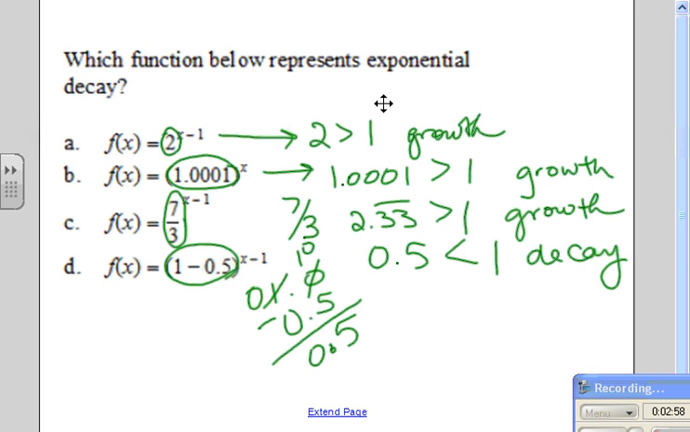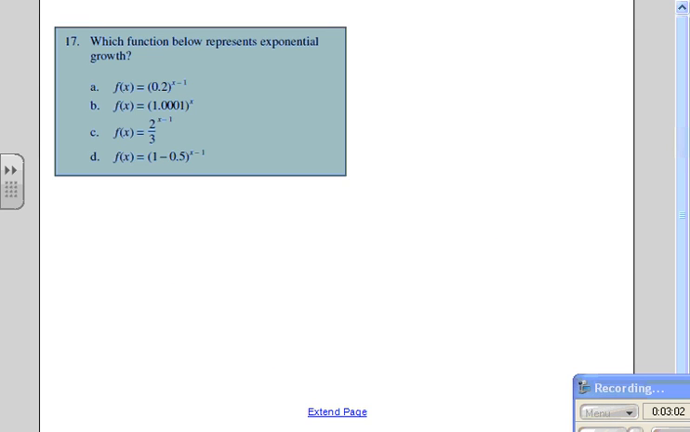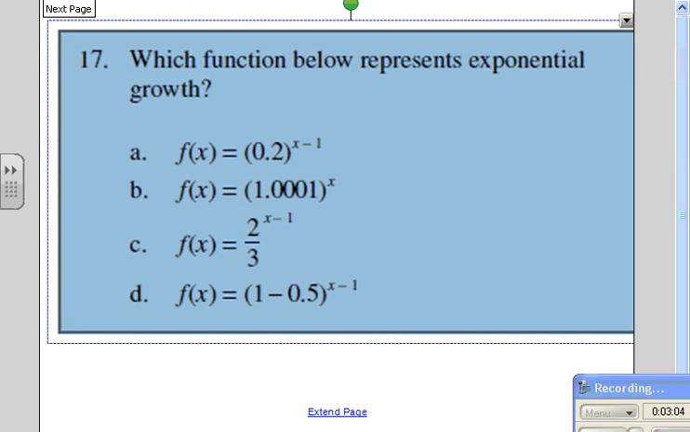So moving on to the next problem, which is your redemption problem, number 17. Take a look at this one. Which function below represents exponential growth? And so it's very, very similar. 0.2 to the power of x minus 1, 1.0001 to the x, 2/3 to the x minus 1, or 1 minus 0.5 to the x minus 1. Hopefully, based on how very similarly these two problems resemble one another, you can get this right. Good luck.